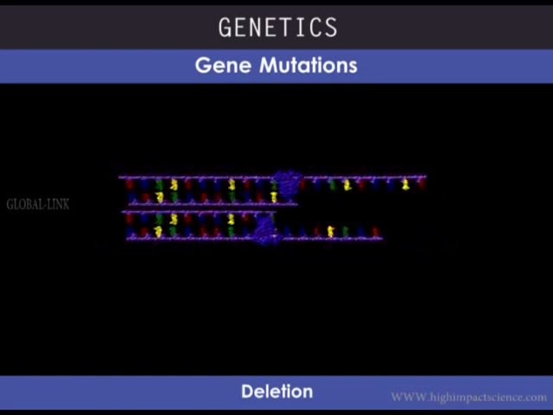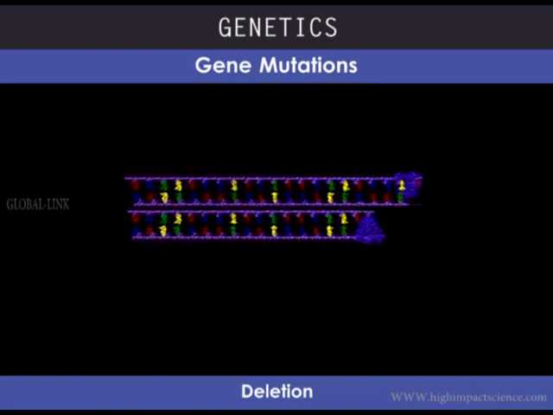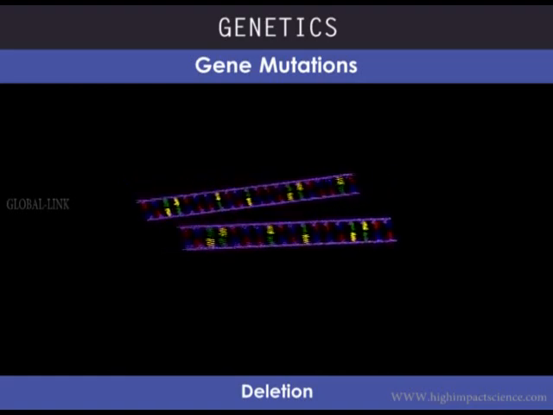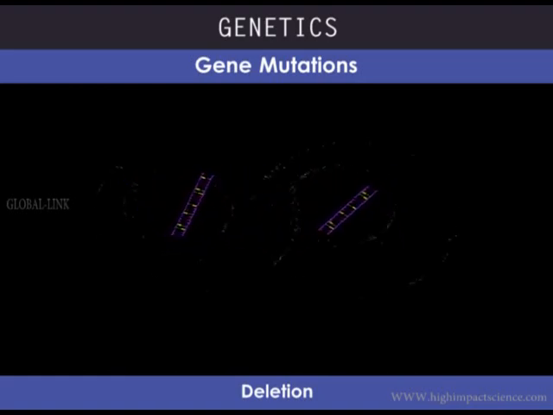After replication during cellular division, one daughter cell receives a shorter segment of the DNA due to the deletion mutation.